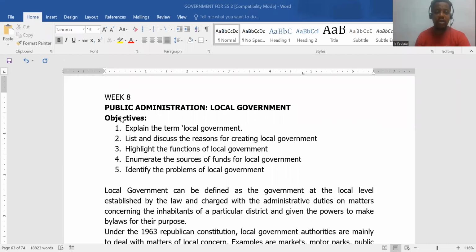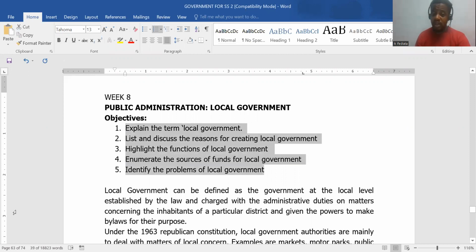Our objective cuts across the following. We're going to explain the term local government. We're going to list and discuss the reasons for its creation. We're going to highlight functions of the local government. We're also going to discuss the sources of funding, where the local government gets funding for its operation. And then we'll look into the problems of local government. Right? It's quite a lot on our plates today, but let's just take a look at them and see what it looks like.